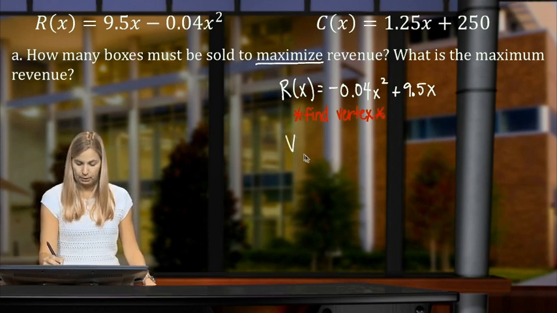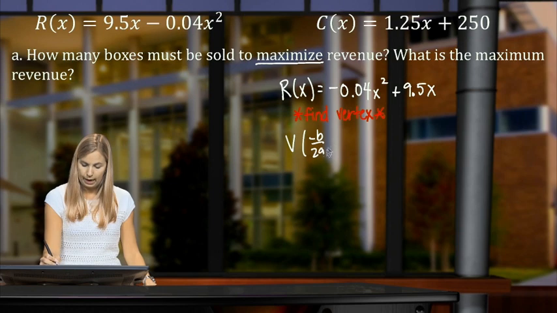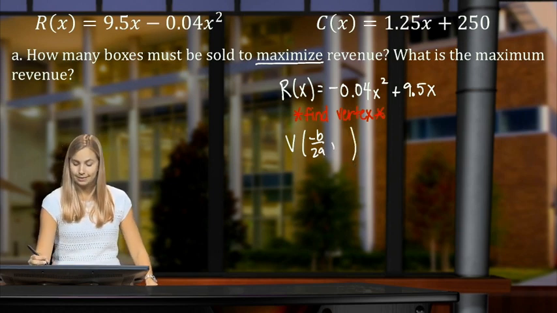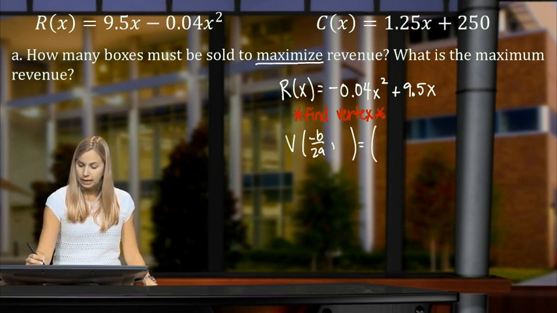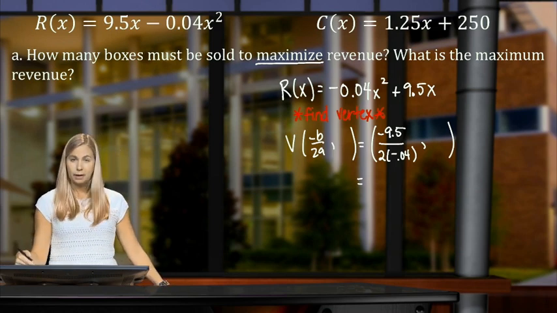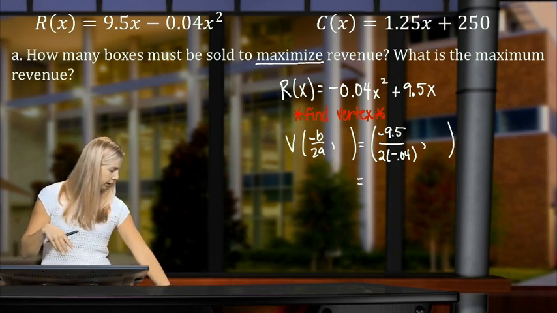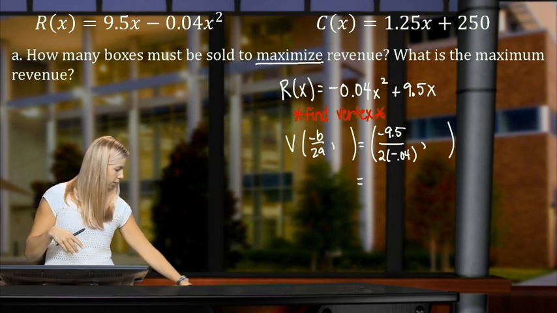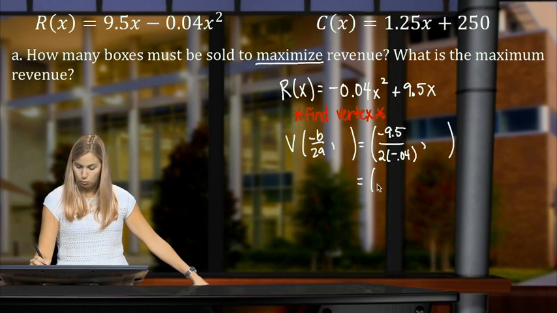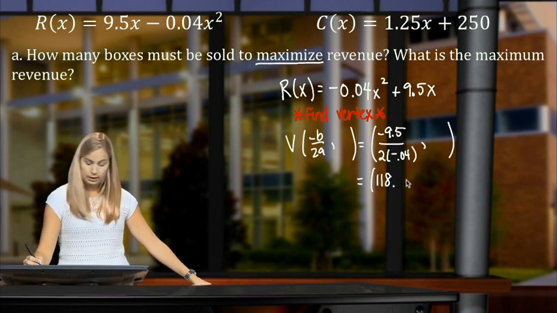So our vertex formula, again, negative b over 2a. We certainly don't want to complete the square for this problem just to find our vertex. Negative b is going to be negative 9.5 divided by 2 times negative 0.04. Now go ahead and take a minute, type this into your calculator. I'm going to find the answer here. When you simplify this, you should get 118.75.